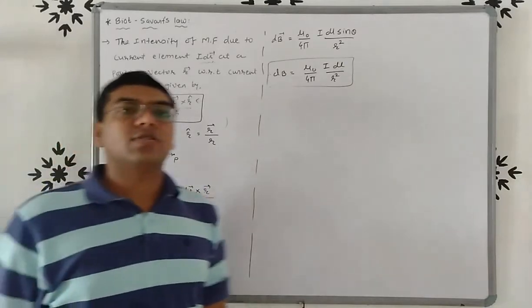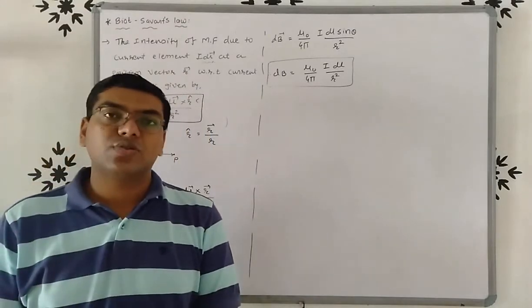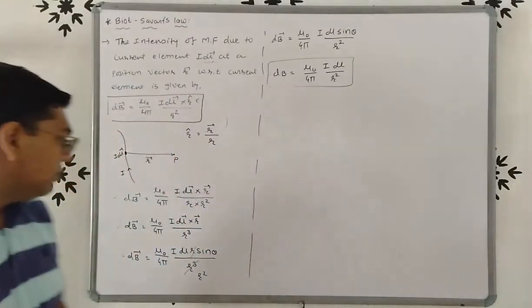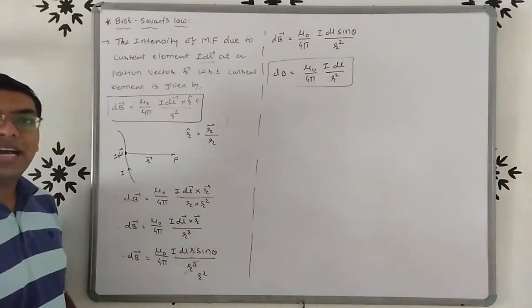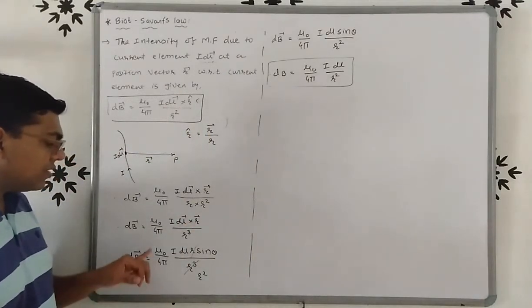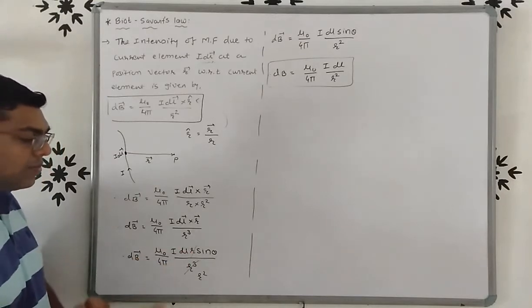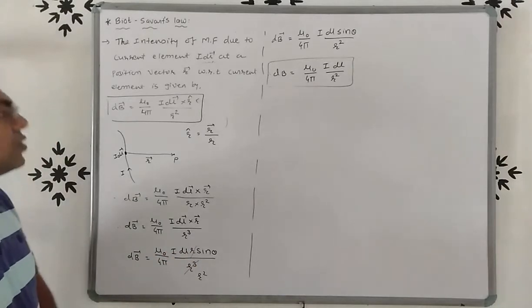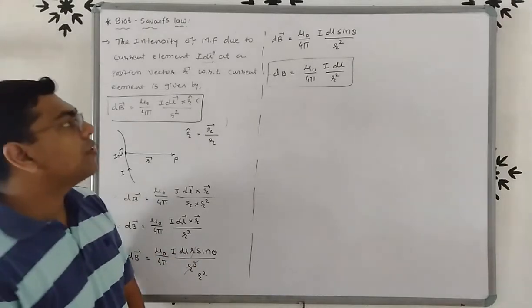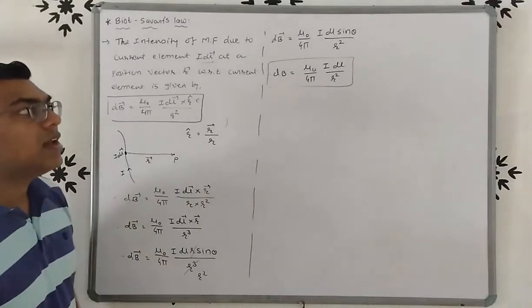Now we already know the vector product between two vectors, vector A cross vector B, is equal to AB sin theta. So here dl vector cross r vector is dl r sin theta. So dB is equal to mu 0 by 4 pi I dl r sin theta upon r cube. Here one r cancels, so r square remains. So dB is equal to mu 0 by 4 pi I dl sin theta upon r square.